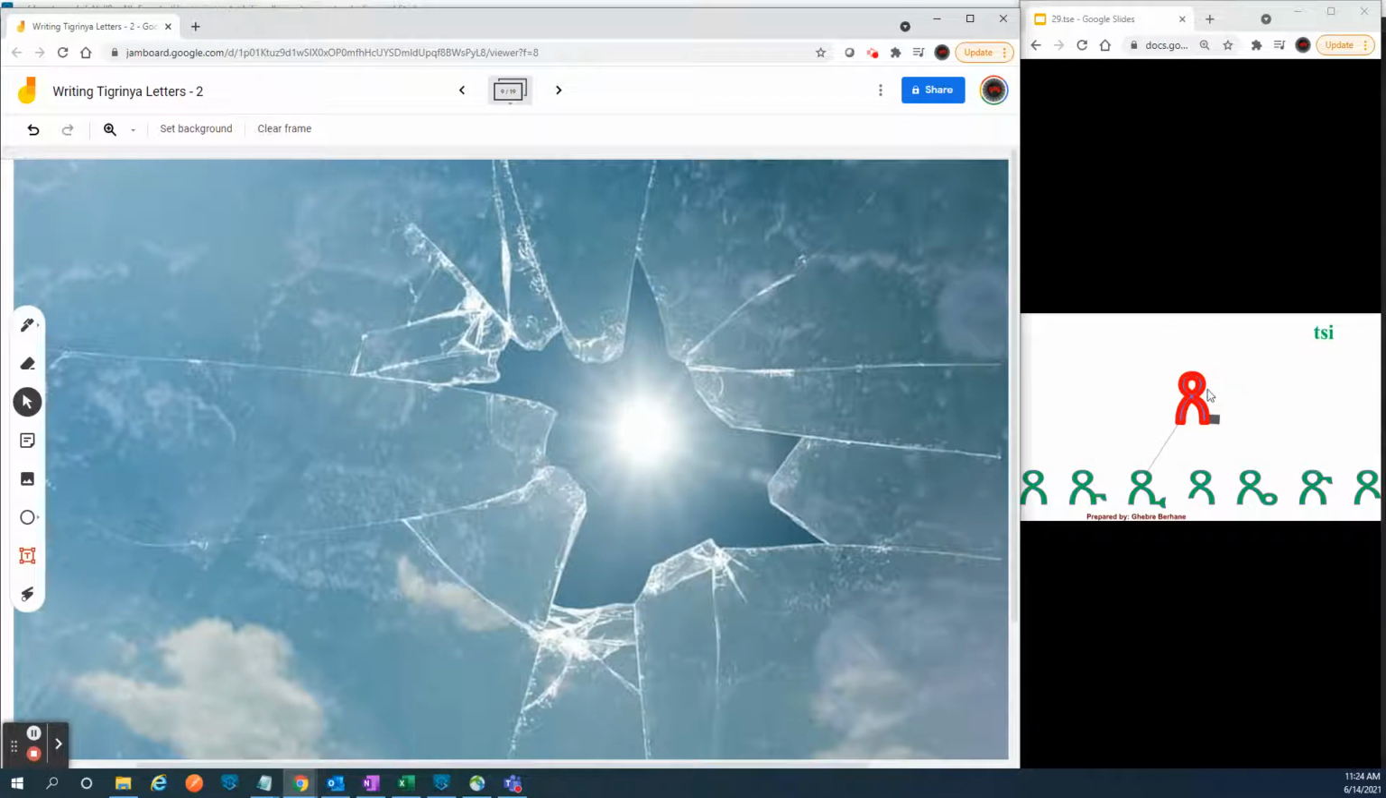Here when you try to read, this is C. Ca, Ce, C, Co, Ce, Cu, Ci, Ca, Ce, C, Co. Good, let's write it together.